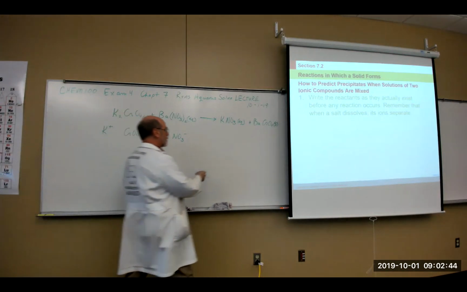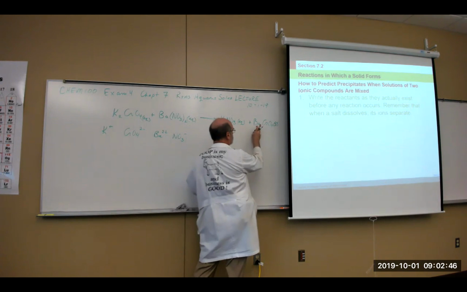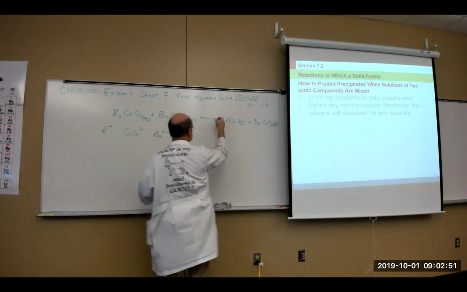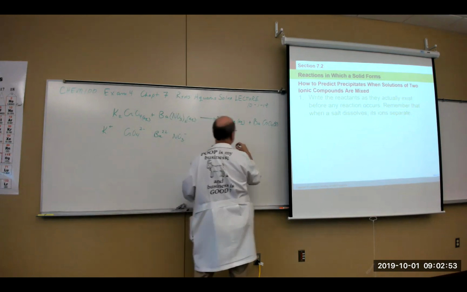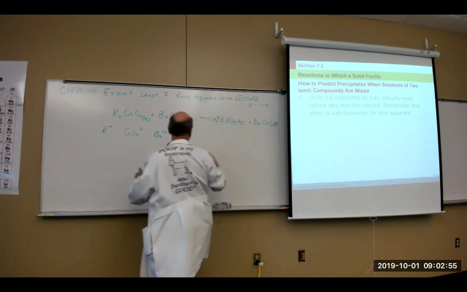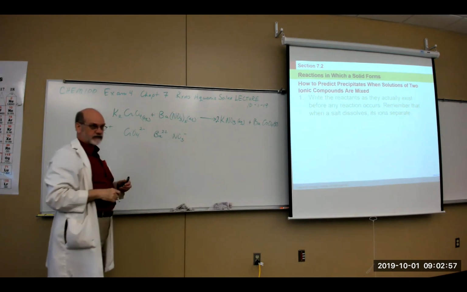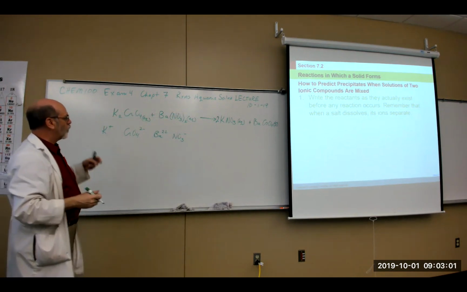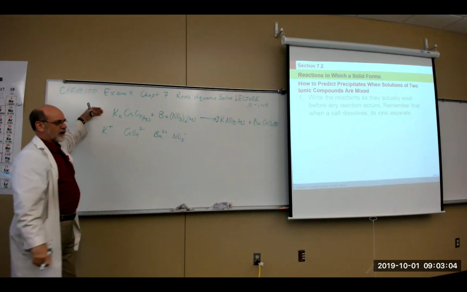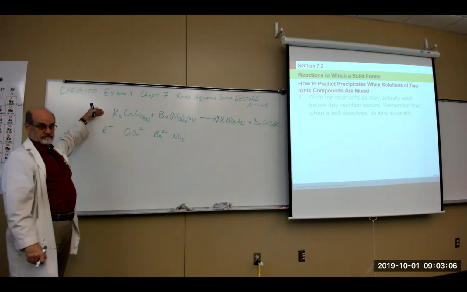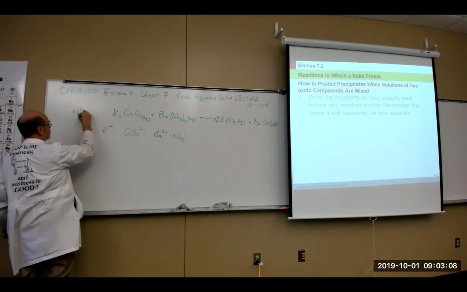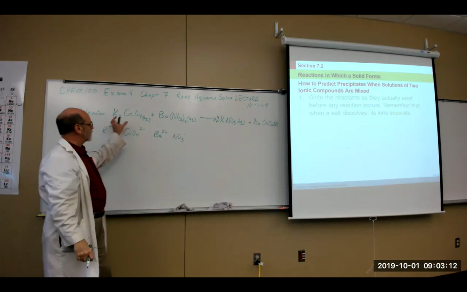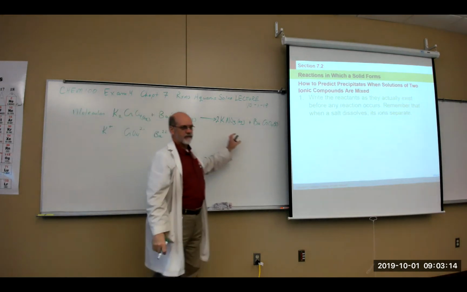You be sure that you've written this correctly, +1 -1, plus 2 minus 2. Those are written correctly. Then you balance it. That's it. That's all it takes to balance that equation. Okay? So now you've got your overall, this is the molecular equation. Right? Because we've written it as if they were molecules.